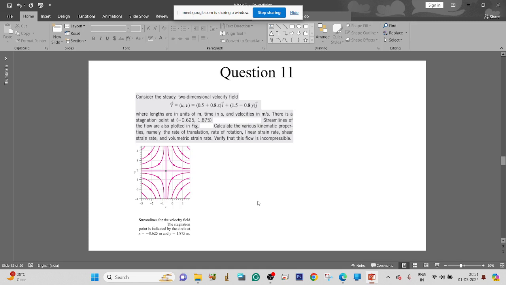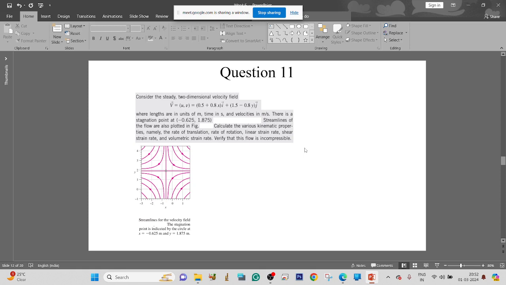So this is a velocity field that is given, where lengths are in units of meter, time in second, and velocity in meter per second. There is a stagnation point at minus 0.625 and 1.875, as we can see in the diagram itself. Streamlines of the flow are plotted in the figure. Calculate the various kinematic properties, namely the rate of translation, rate of rotation, linear strain rate, shear strain rate, and volumetric strain rate, and verify that the flow is incompressible.